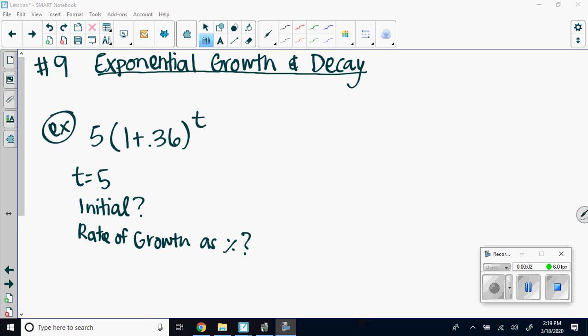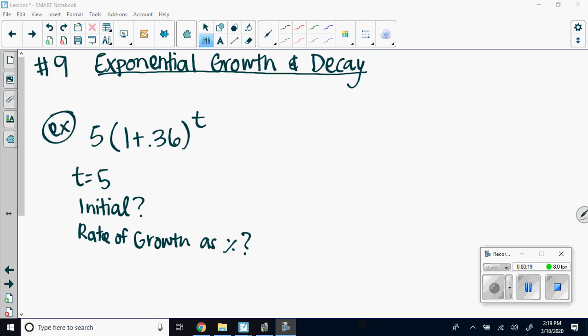So exponential growth and decay, we talked about this quite a bit ago. You will definitely want a calculator for this. If you're using your phone calculator, turn it sideways so that you have the option to do exponents on it. You're going to need that as we go through this.